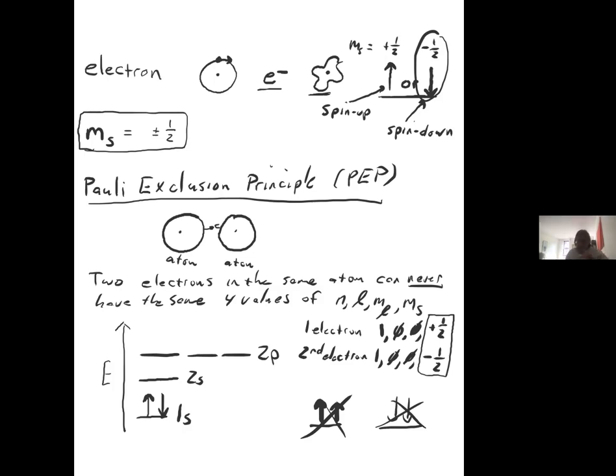Okay? Now, that's the Pauli exclusion principle. And what this says is we can have a maximum of 2 electrons in one orbital.